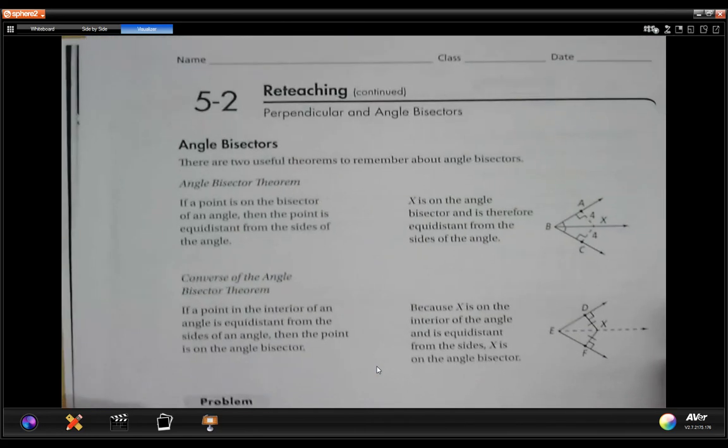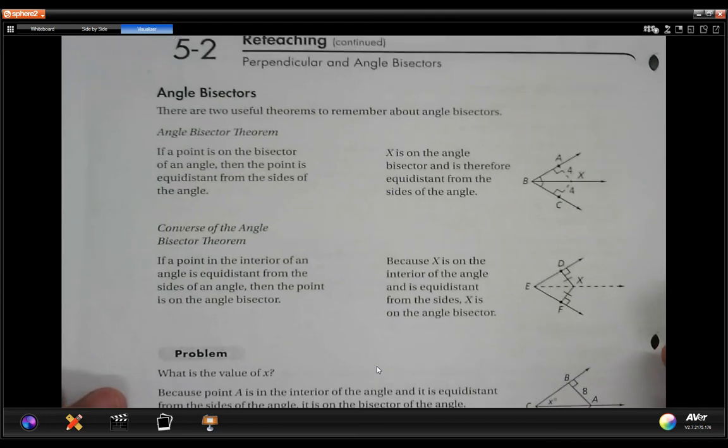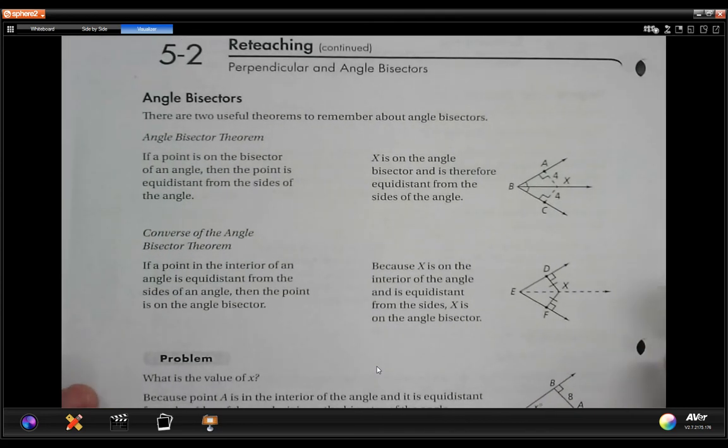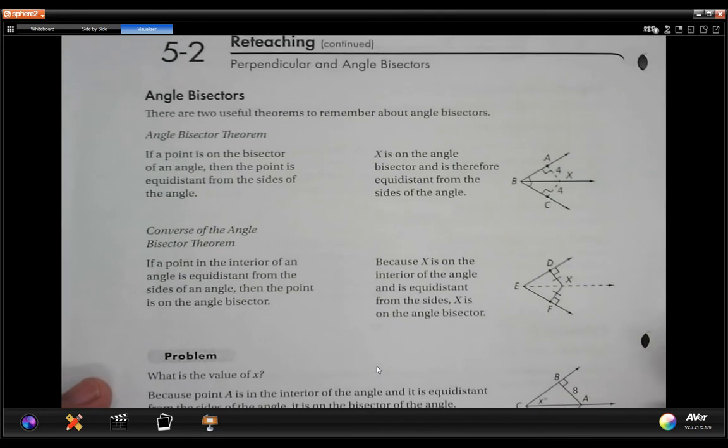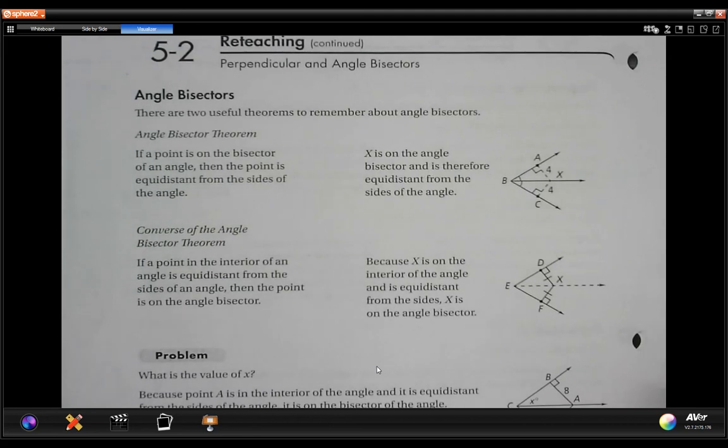All right, so let's look at the next page of this little handout that is a good baseline for our notes. It talks about angle bisectors. It says there's two useful theorems to remember about angle bisectors, and it's very similar to what we looked at just a few minutes ago on the other one.